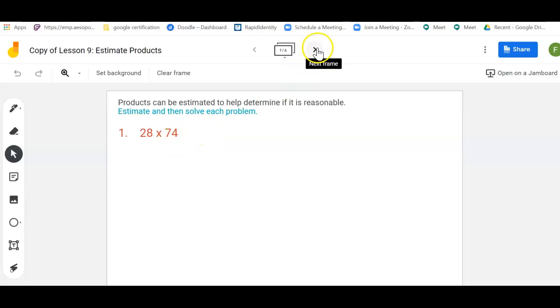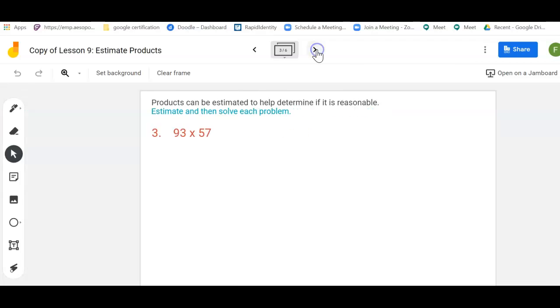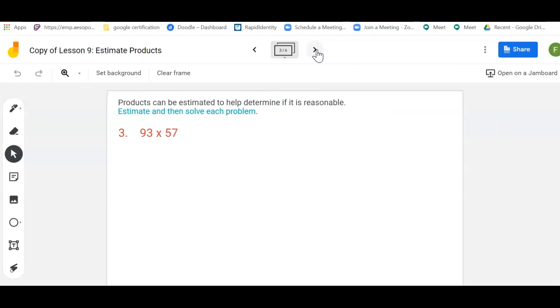28 times 74 for the first one. Now, keeping in mind that there are 6 total ones up here when you go up to the top. This is problem number 1 of 6. The next one, 84 times 27. The same instructions, estimate and then solve. Number 3, 93 times 57. Same instructions. Number 4, 87 times 54. Same instructions. You're going to estimate and then you're going to solve each problem using one of the 3 methods that we have learned about. 5, 31 times 62, 6, 65 times 39.